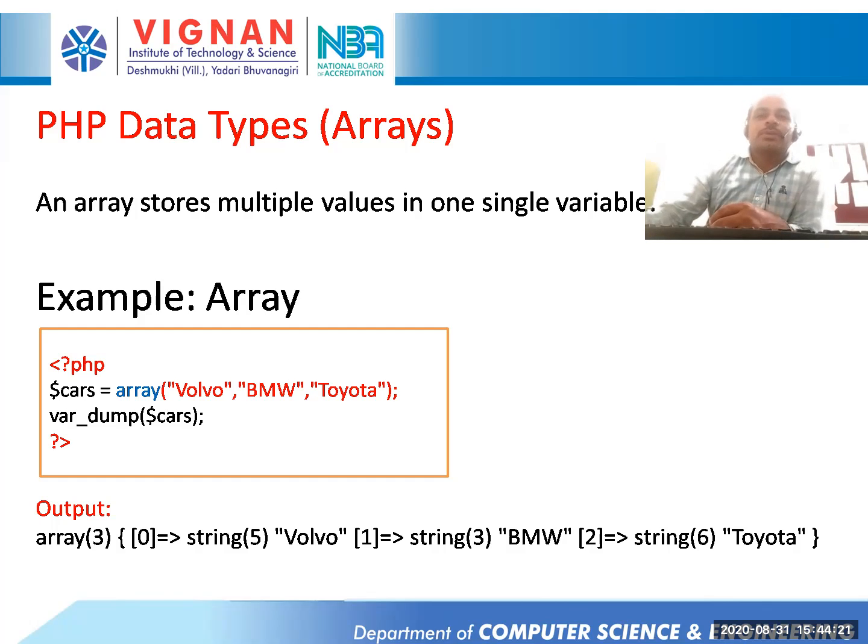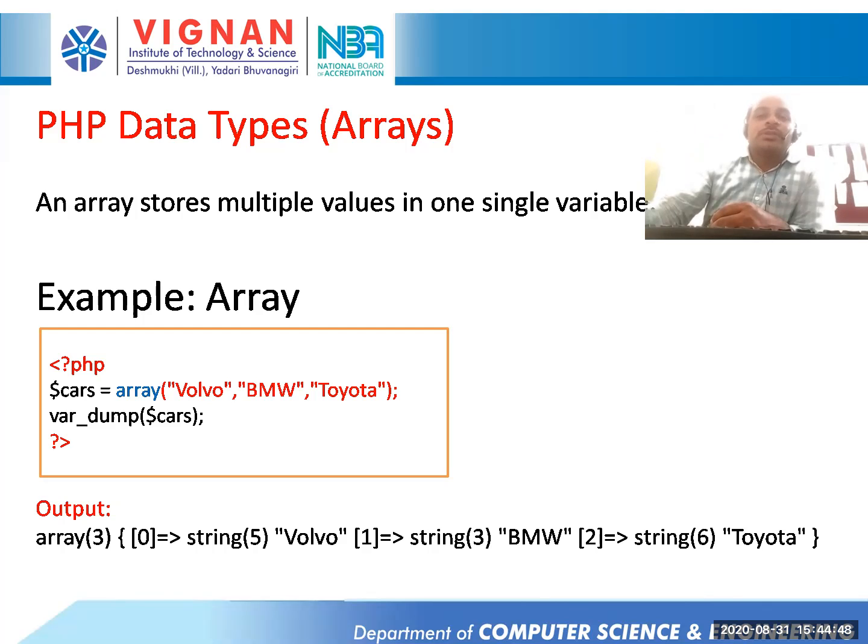These values become elements of the array, and course is the name of the array. You can display the value of the array by using var_dump, var_dump of $course. Here you can see in the output, array of 3. 3 means the size of the array.